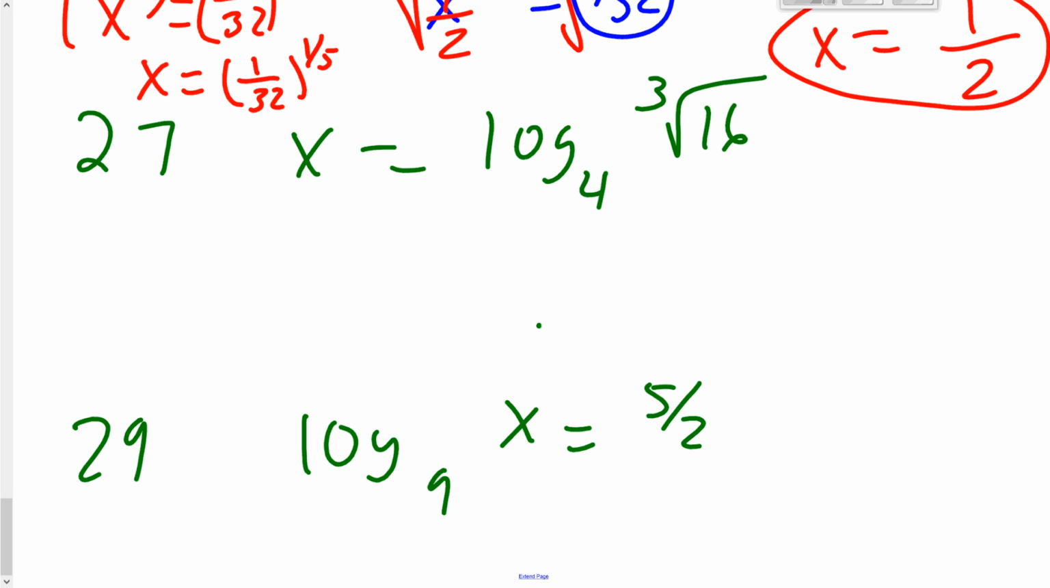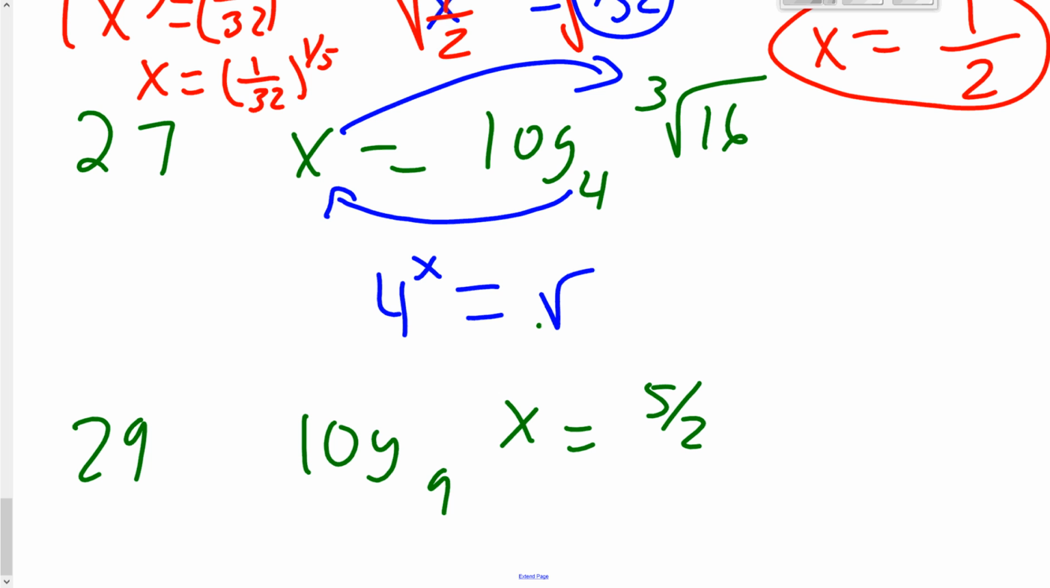Now if we look at 27, we can switch this to an exponential. 4 raised to what is the cube root of 16? So here x is an exponent, right? I want to solve exponentials like we did in the last section, where I have to have the same base. So I want to rewrite these with the same base. Well, I can rewrite 16 as 4 squared, and then this is being cube rooted, and that equals 4 to the x.